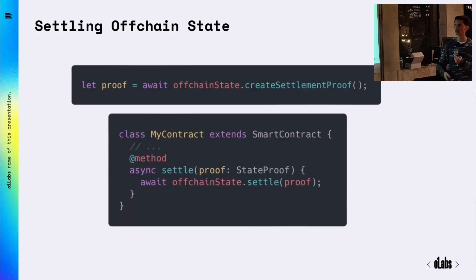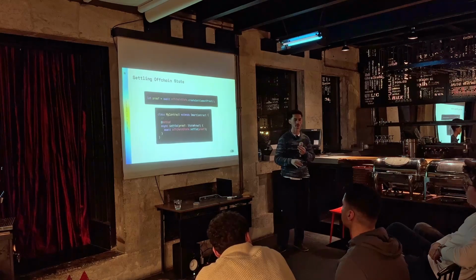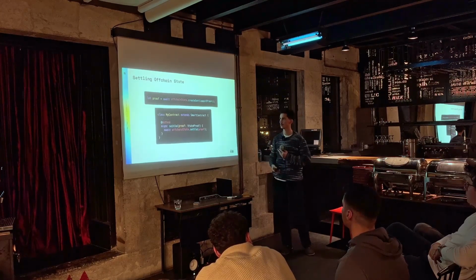Off-chain state uses a ZK program instead of a reducer. It's a reducer actually, but it's a bit different, and I will talk about this later. It gives a method, create settlement proof. We create a proof with that, then we take that proof and give it to the settle method that we added to our contract. What this method does is it verifies the proof, then it updates the on-chain state fields, and after that, all the state changes that happened in actions are now on-chain.